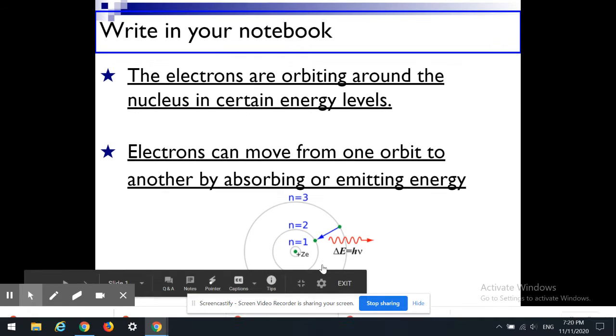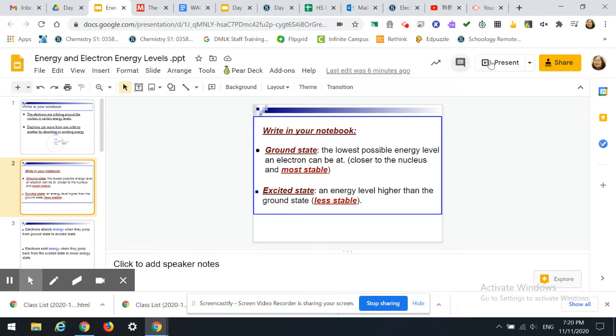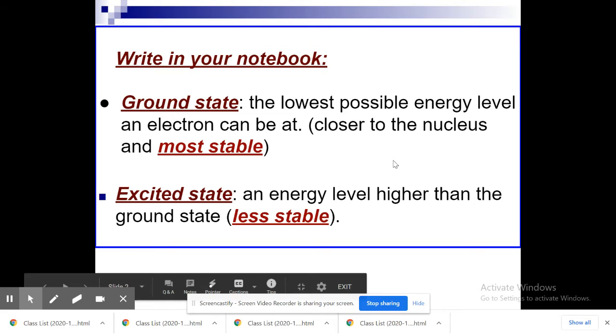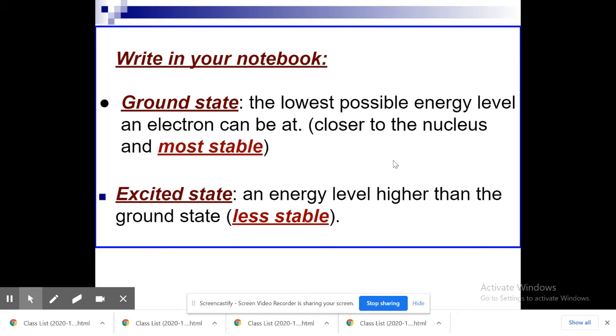Okay, we give them different names. This part I also need you to write down. One word is called ground state. The ground state is the lowest possible energy level for an electron to stay at, the closest to the nucleus. It's the most stable, just like when we stay on the ground, it's the most stable for us. So when the electrons are in the ground state, it's the most stable for the electrons.